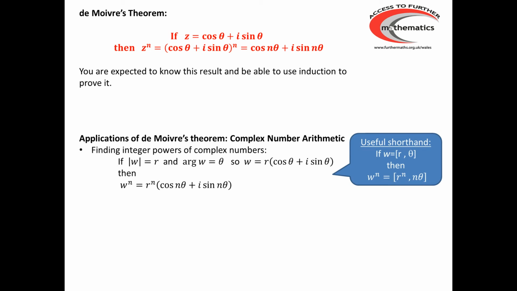And if we use the shorthand of representing w by r comma theta, modulus then argument, then we can say that w to the n has a modulus of r to the n and an argument of n theta. And we can also use de Moivre's theorem to find nth roots of a complex number.